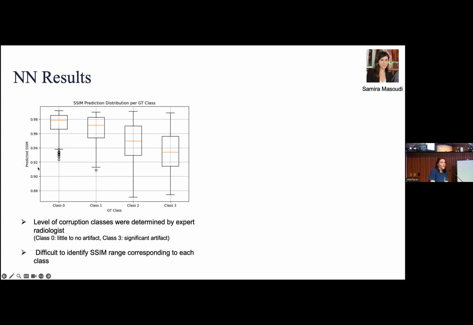So we could say, okay, if I see an SSIM score or a predicted SSIM score of 0.99 and up, that means that it's good, it's class 0. But anything under 0.80, it's bad, it's class 3. That's what I want to be able to see. But as you can see here, that doesn't do such a great job because, especially class 3, it's all over the place. So I'm going to tell you why on the next slide, but just keep that in mind for a second.